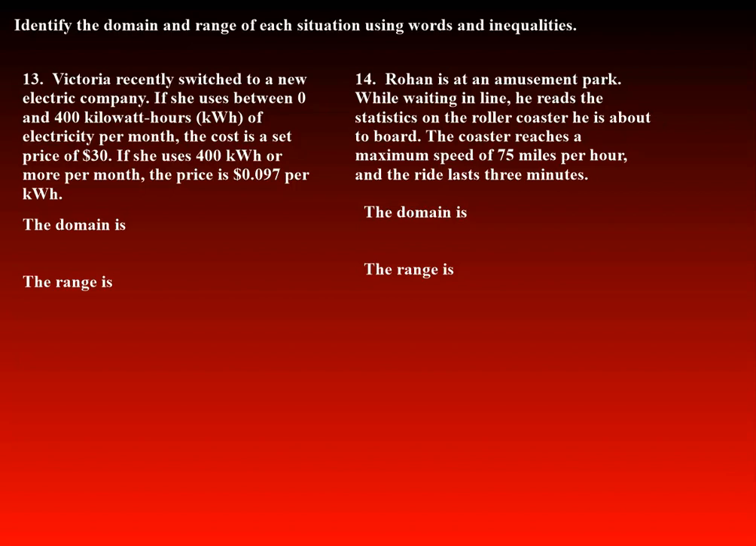So the domain is the electricity use in kWh, and it would be x is greater than or equal to 0. And this is because it starts at 0 and she can use as much electricity as she chooses. And so that's why it's greater than or equal to 0.